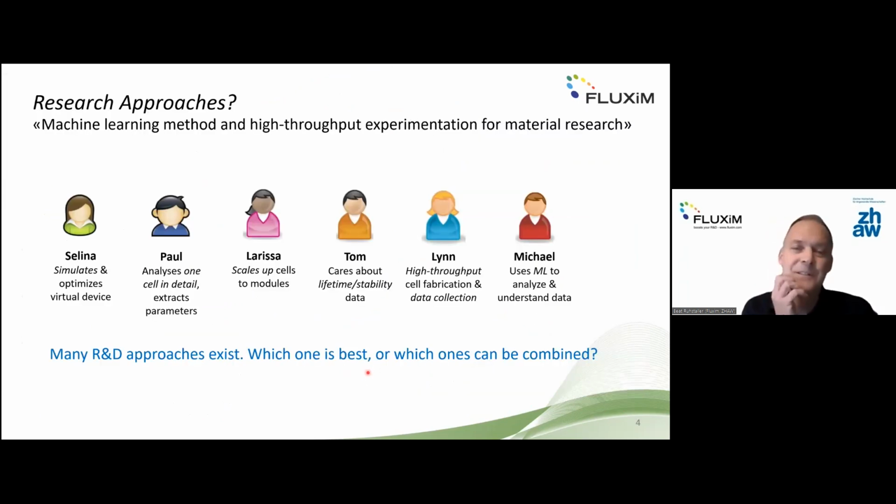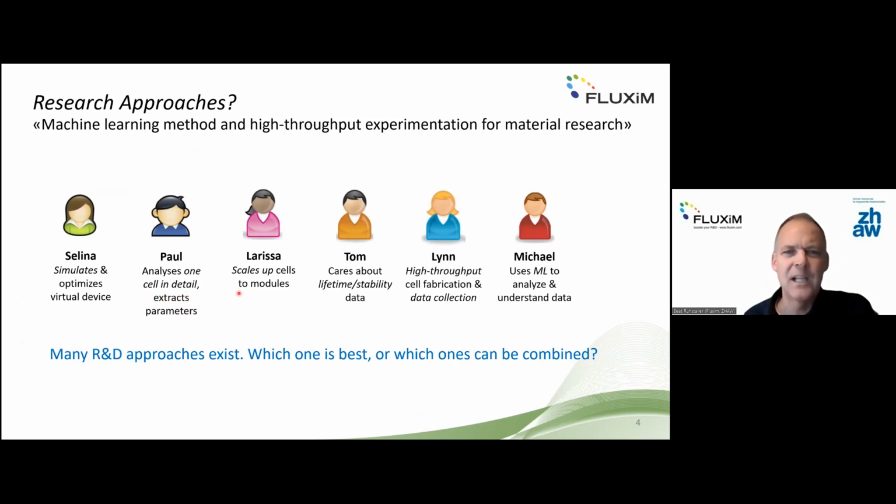So let me just introduce a bit. There are different kinds of research approaches. This conference is about machine learning and high throughput experimentation. Let's keep in mind that different characters in research also have different preferences for how to do research. Some want to do purely simulation of devices, virtual devices. Others want to study maybe just a single device in very much detail, doing lots of experiments and extracting parameters.